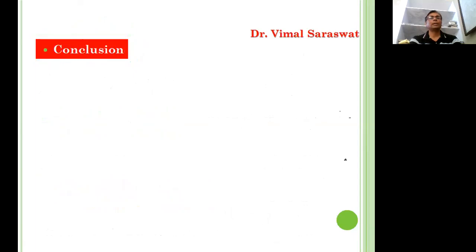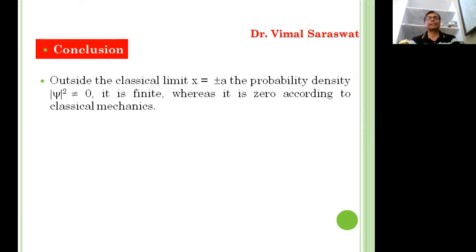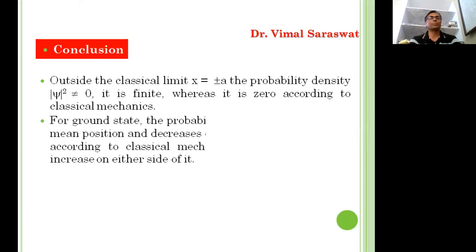Now the conclusion which we obtain from the eigenfunction: outside the classical limit x is equal to plus minus a, the probability density is not zero, it is finite, whereas it is zero according to classical mechanics. So in quantum mechanics, the probability of finding the particle outside the classical limit is not zero, it is always finite, whereas in classical mechanics it is zero.